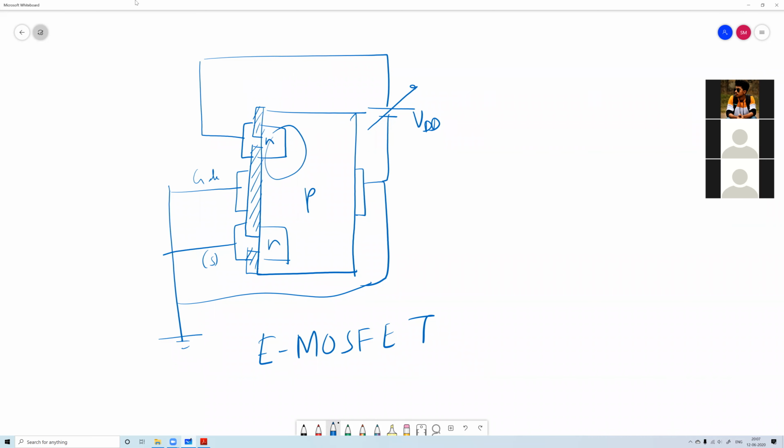So how to make the channel? We need a battery. Yes. And where to put that battery? One more battery. Yes. But where to put that one more battery? Between source and G. Absolutely right. This way.